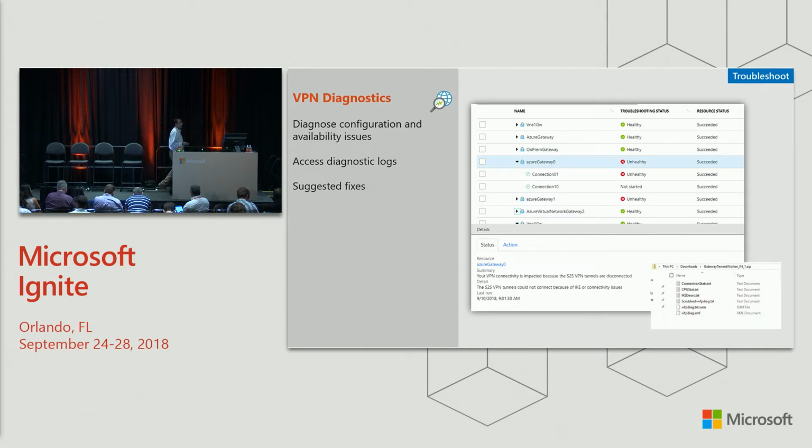We check for about 20 different issues. Many of the common issues that we find are issues such as the remote gateway may be improperly configured. There may be a key mismatch. The VIP may not be functional, etc. These are found. You can also access the diagnostic logs in this case.